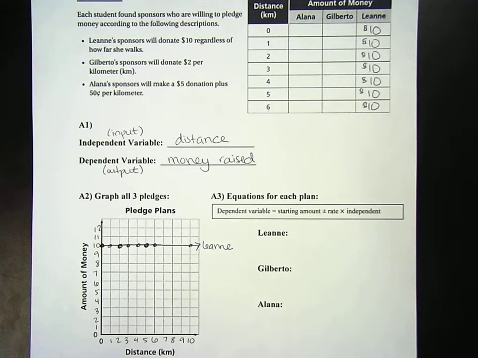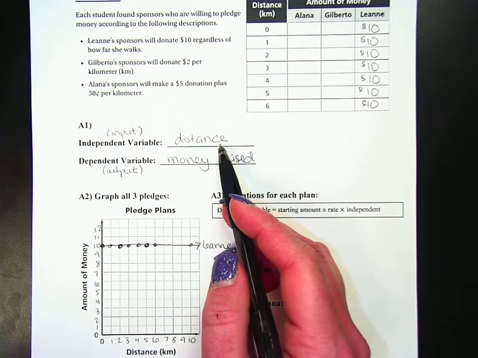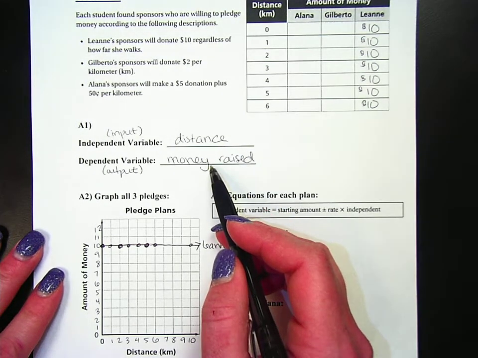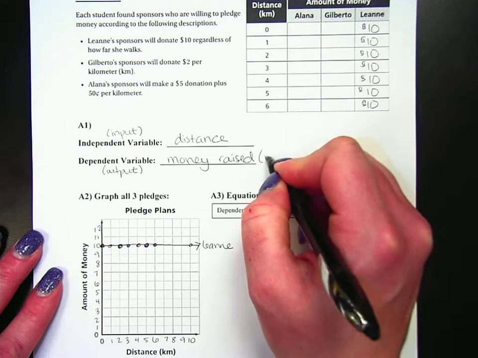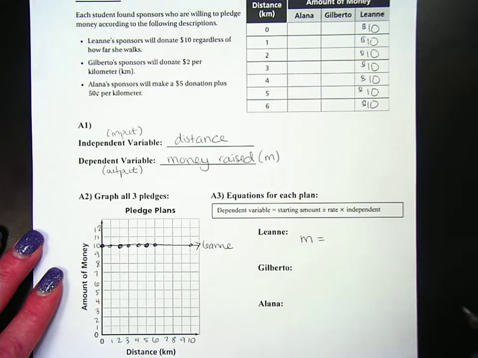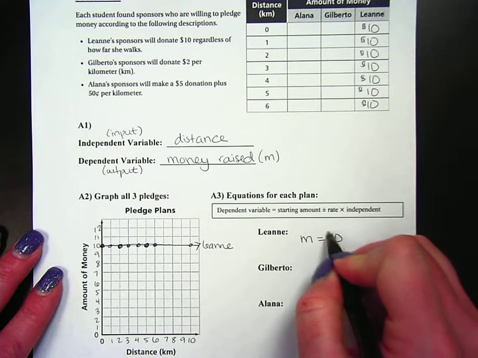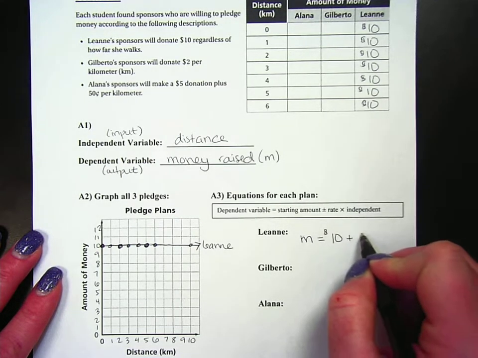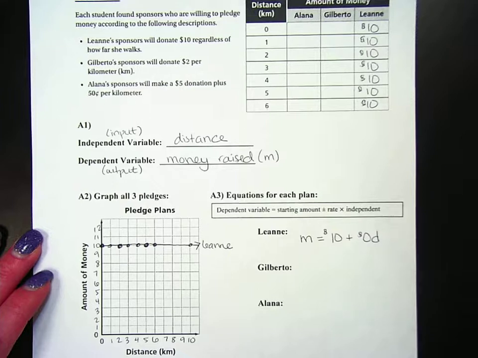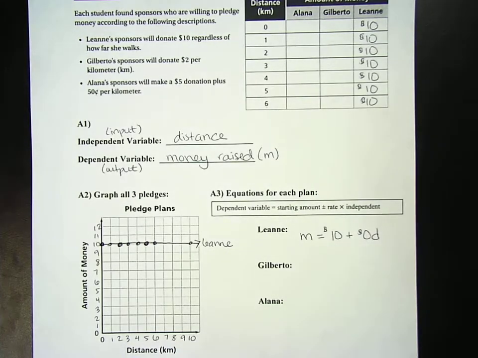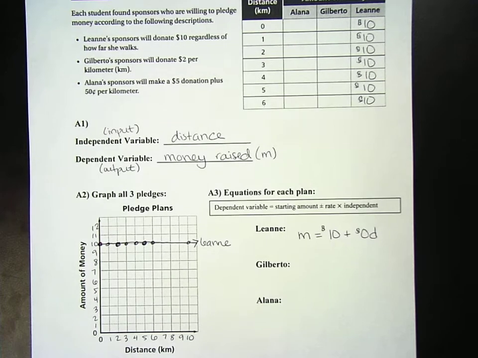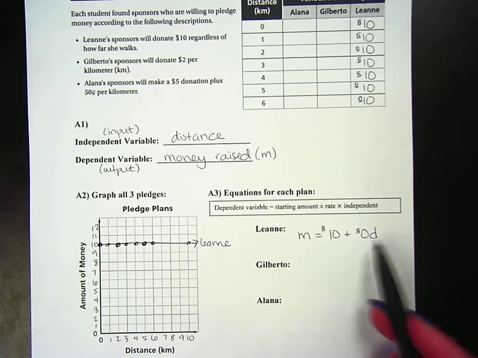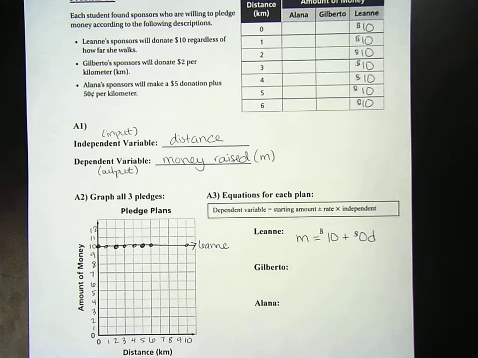So for her equation, what I'm putting in is the distance, and what I'm getting out is the money raised. So for our equation, I'm going to say M for money raised. And what that is, $10. And then she gets 0 for every distance she walks. So if I was to put in 6 times 0 is 0, I would still just get out 10. I'm putting in distance, and I get out money.